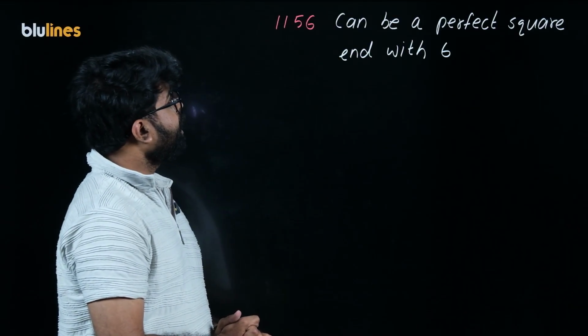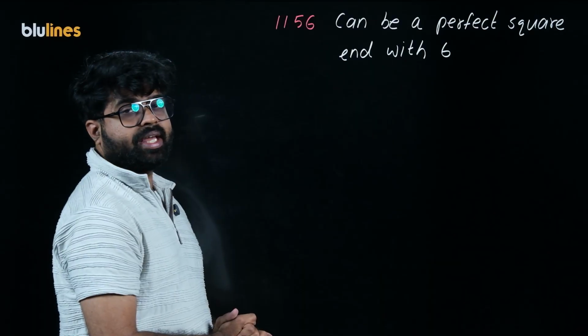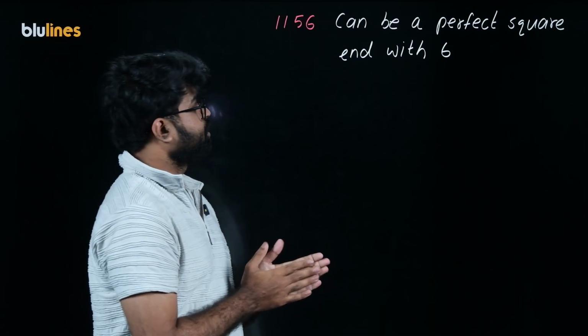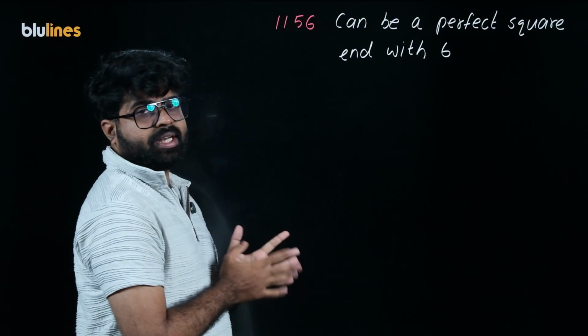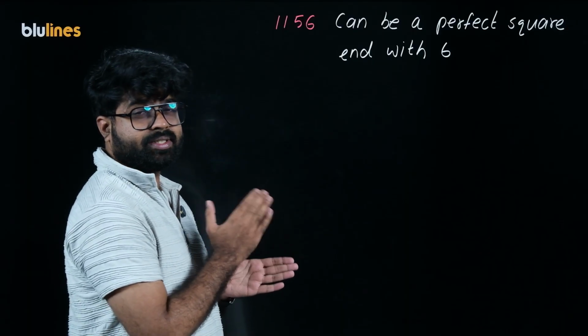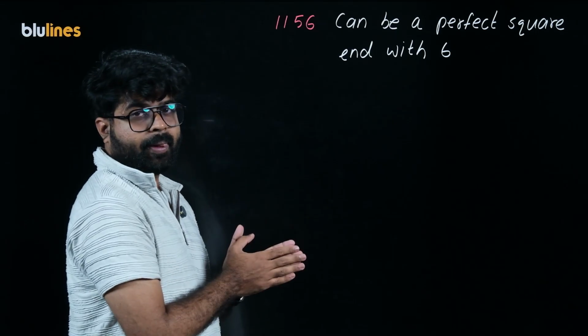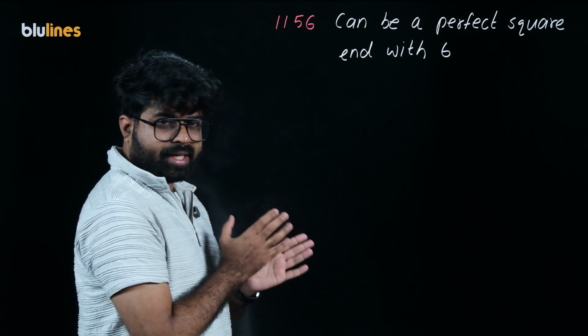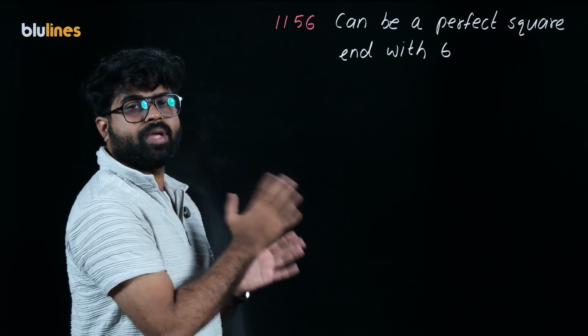Now 1156 can be a perfect square since it ends with digit 6. We can see this one, 1156, just a number. Why? Because it doesn't end with digit 0. We cannot say it's a perfect square, but so far we can say it can be. There is a possibility for it to be a perfect square.